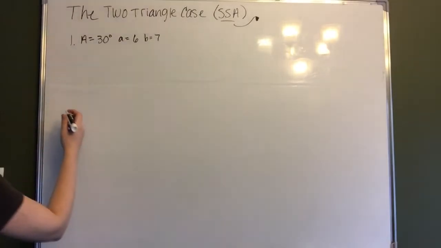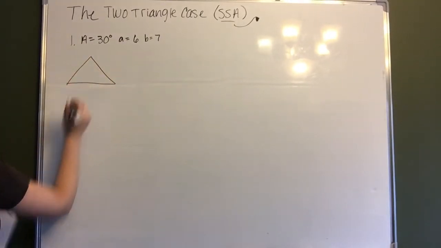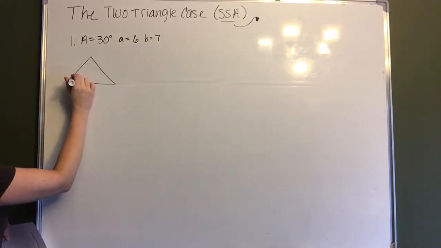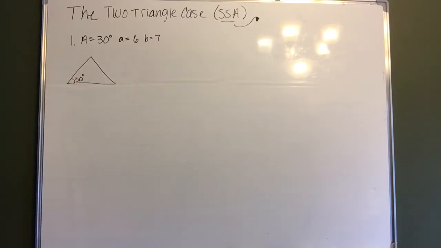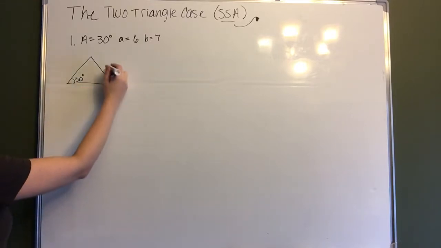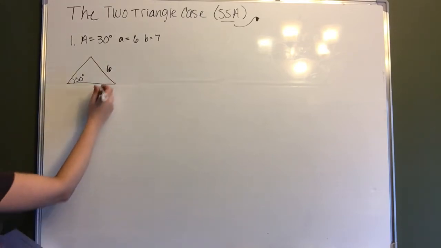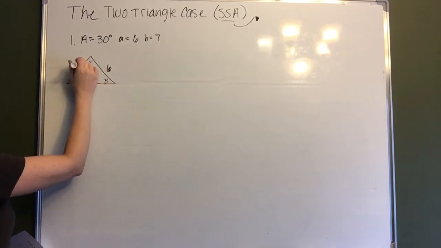I'll draw a picture for this and you'll see what I mean. So let's make a triangle. All right, there's a triangle, right? And we're gonna label this as 30 degrees. Across from that will be 6. We'll label this as beta, this is gamma, which makes this 7.